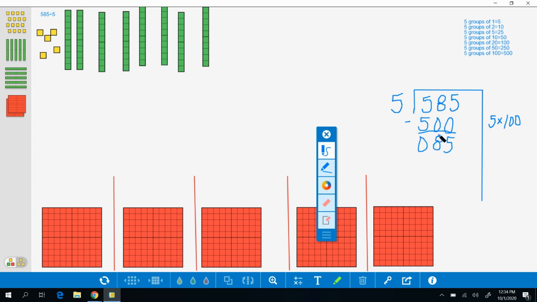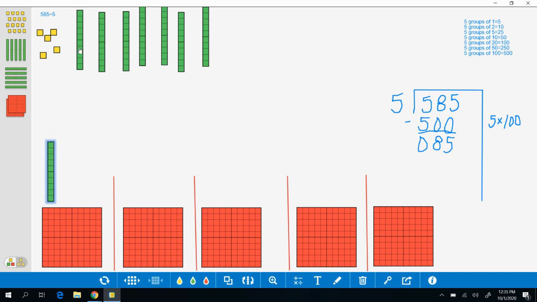I'm in the tens place. How many tens can I take away from the model to share evenly into the 5 groups? Well, that kind of makes me think of something I wrote when I was brainstorming here. 5 groups of 10 equals 50. I want to try that and see if that works.